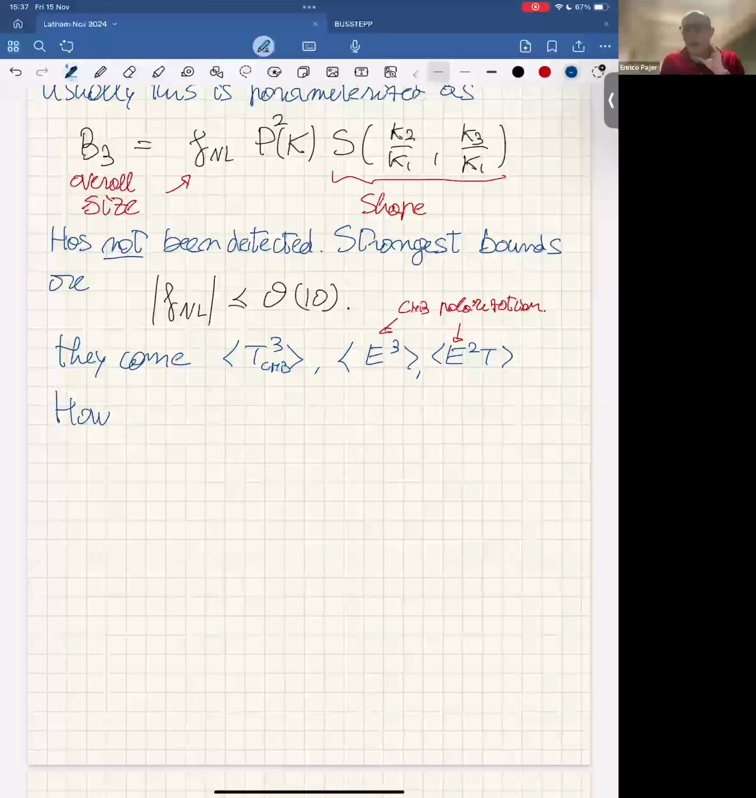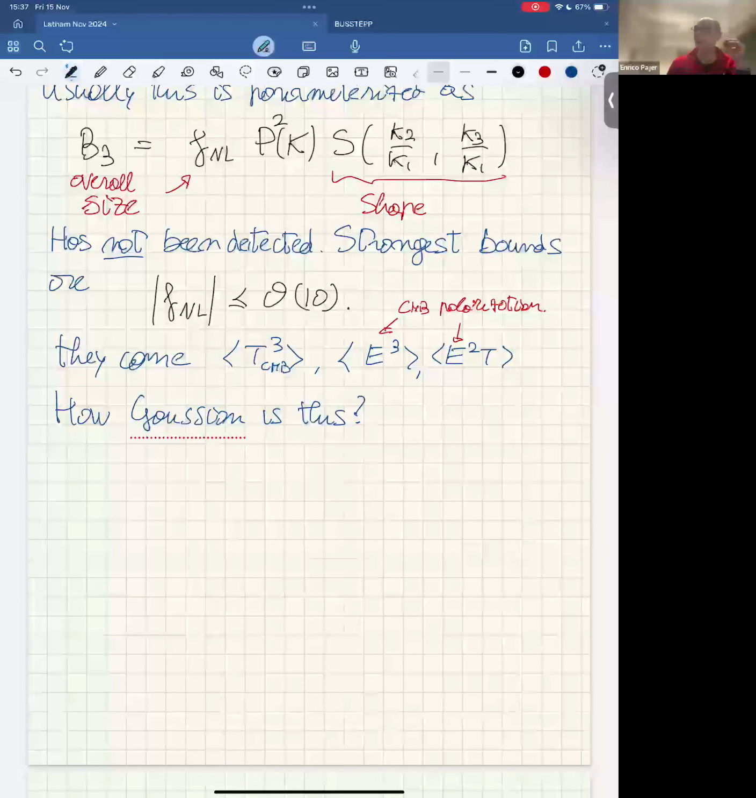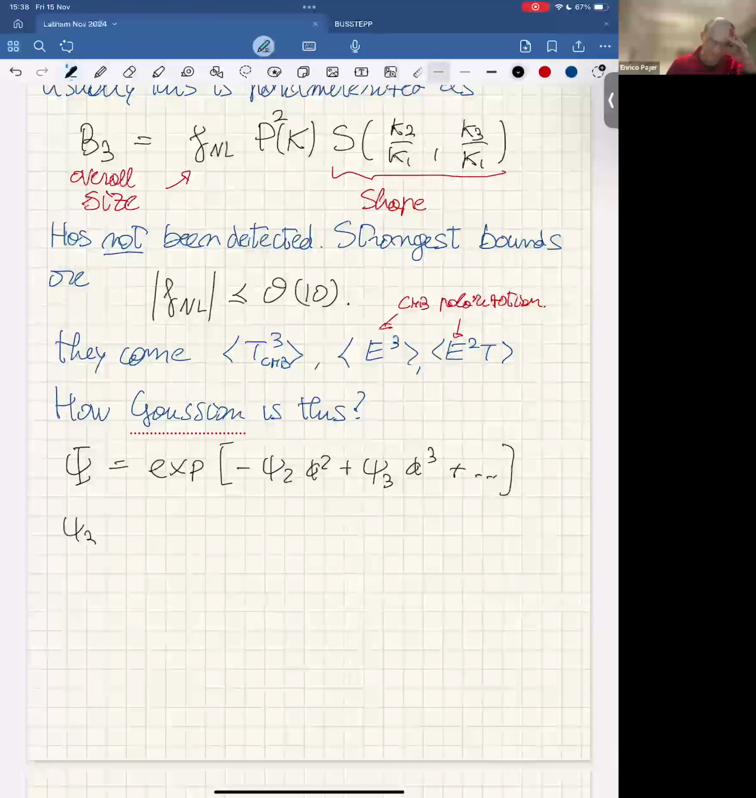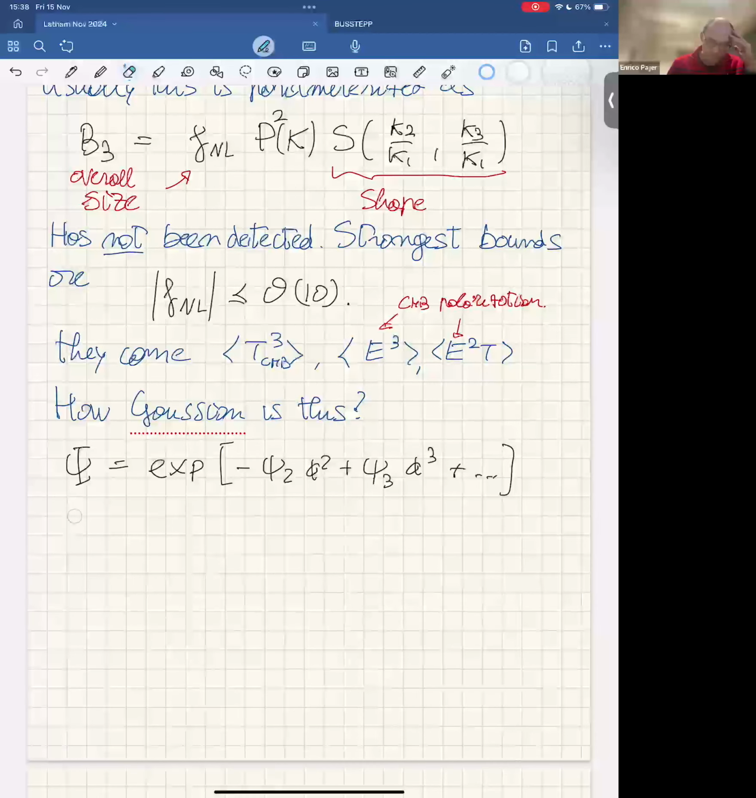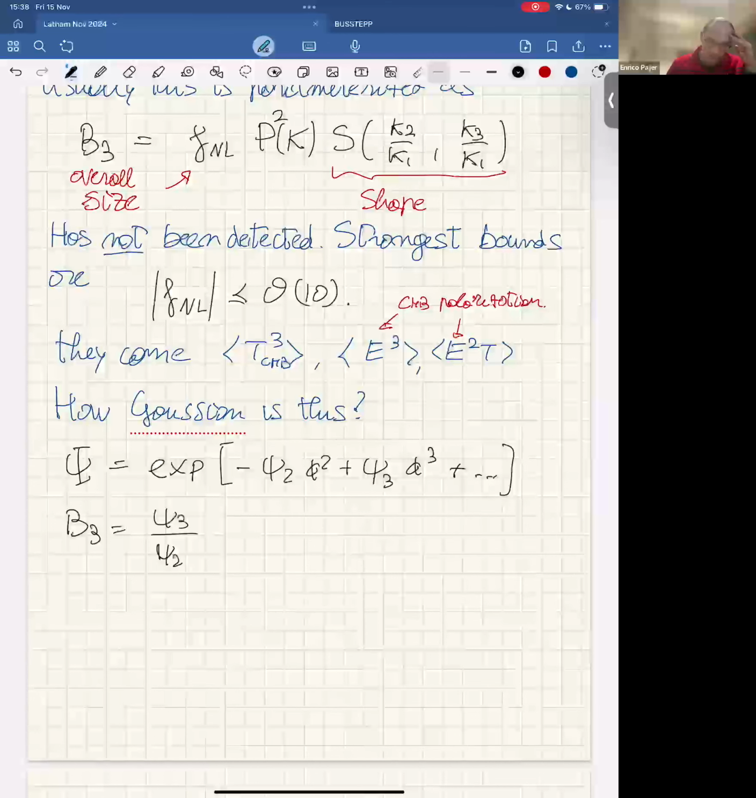Is this a good bound or a bad bound? It's actually an excellent bound. Let's see, how Gaussian is this? Well, let's try. Remember that the definition of the wave function was that this thing was e to the minus psi 2 phi square plus psi 3 phi cube plus dot dot dot. And then psi 3 was related to the bispectrum schematically by B3 was psi 3 over psi 2 cubed.